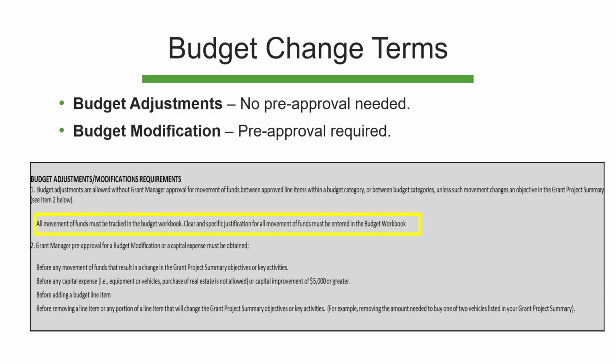A budget modification is whenever you are moving more than 5,000 between line items, creating a new line item, or deleting a line item, or if you are making a change to the grant project summary objectives in which a budget change is needed.